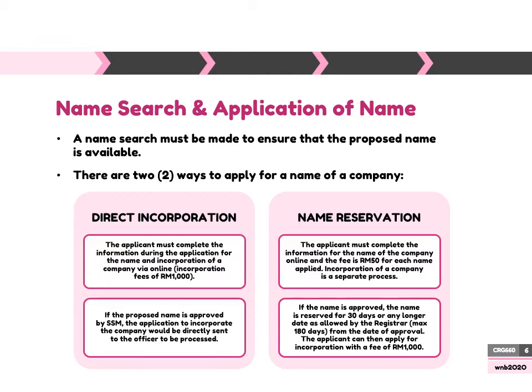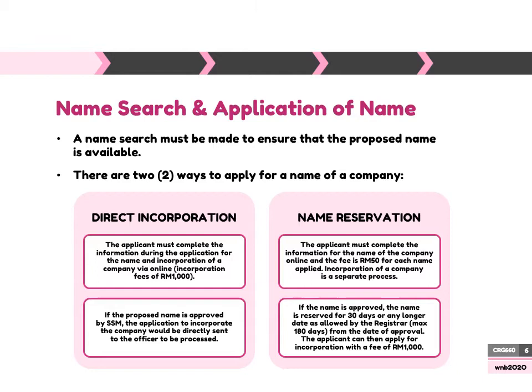Okay. Kalau nak go for direct incorporation, applicant complete the information during the application for the name and incorporation of a company online. Dia terus buat sekaligus. Dia apply untuk nama and also apply untuk tubuhkan syarikat. Terus bayar incorporation fee 1,000. If the proposed name is approved by SSM, application to incorporate the company would be directly sent to the officer to be processed.